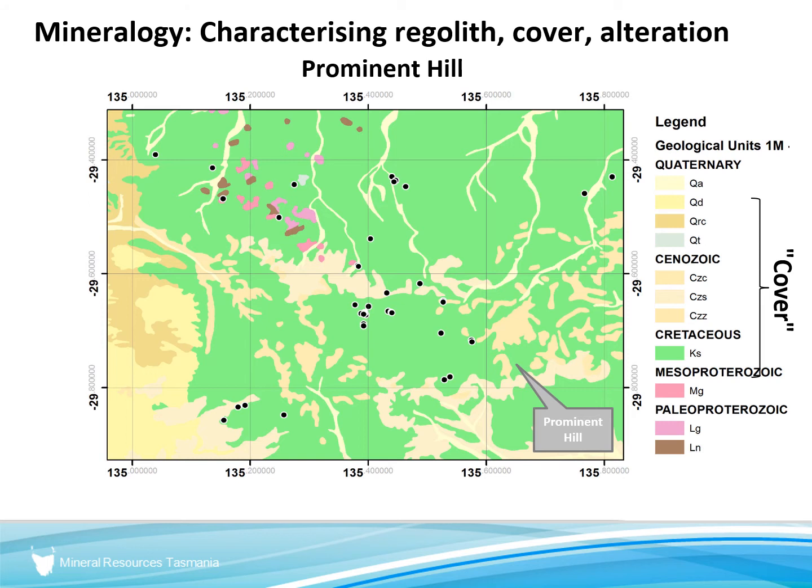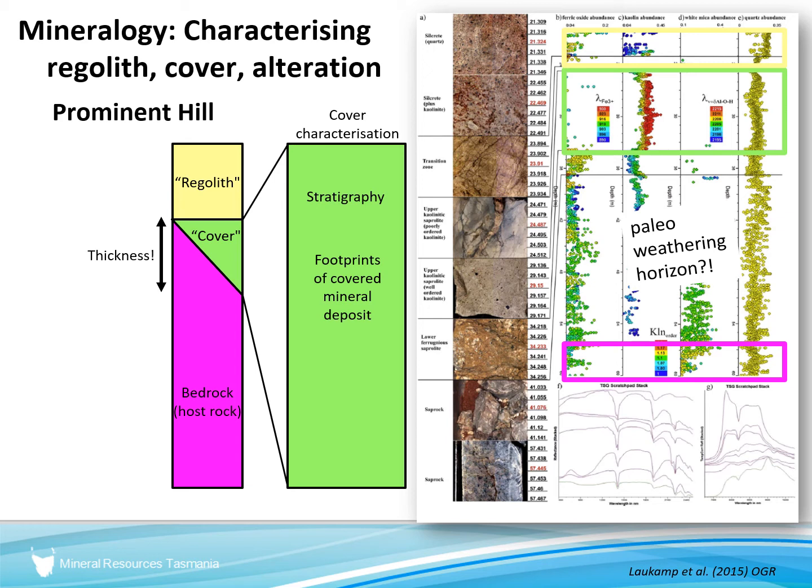Characterizing this cover can be really important. Here we are in Prominent Hill, and the geology just shows lots of different types of Cretaceous and younger cover overlying older rocks, which actually have the mineralization in it. The regolith and cover can be characterized just with a few minerals.